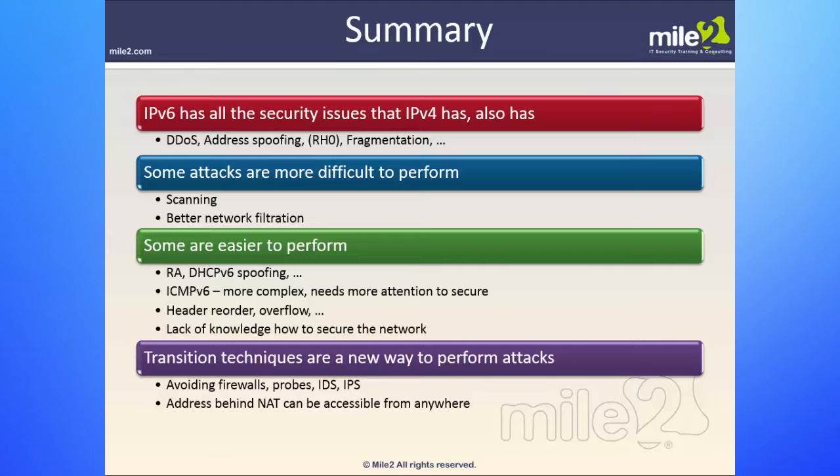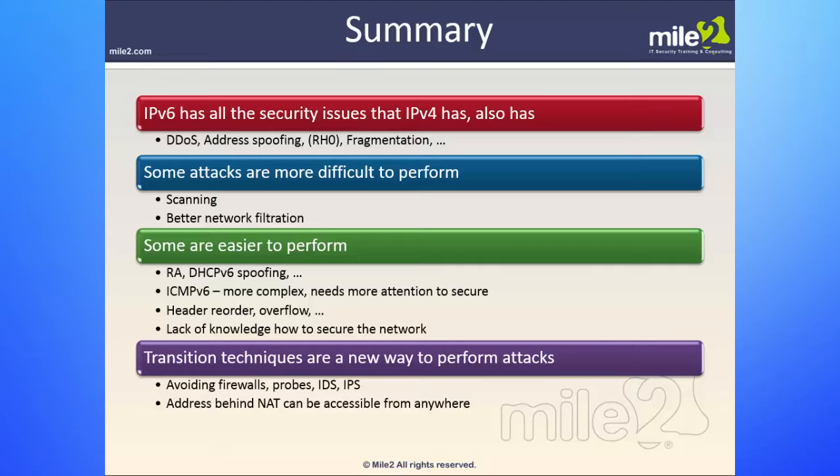So we talked about how IPv6 has all the security issues that IPv4 has, but also has distributed denial of service, address spoofing, right, fragmentation, and so forth. Some attacks are also more difficult to perform, such as scanning that we mentioned, but we could use, of course, the THC tools for that, and of course, it has better network filtration availability. Now, some are easy to perform.